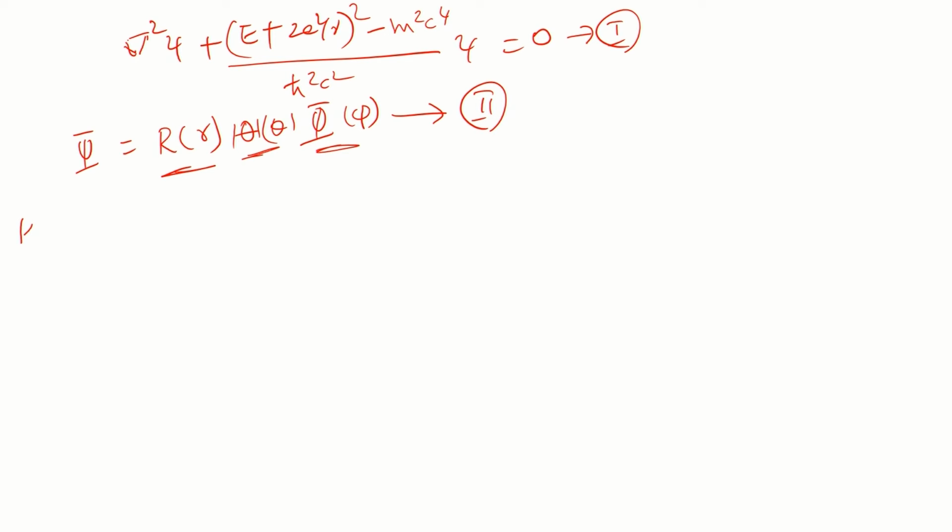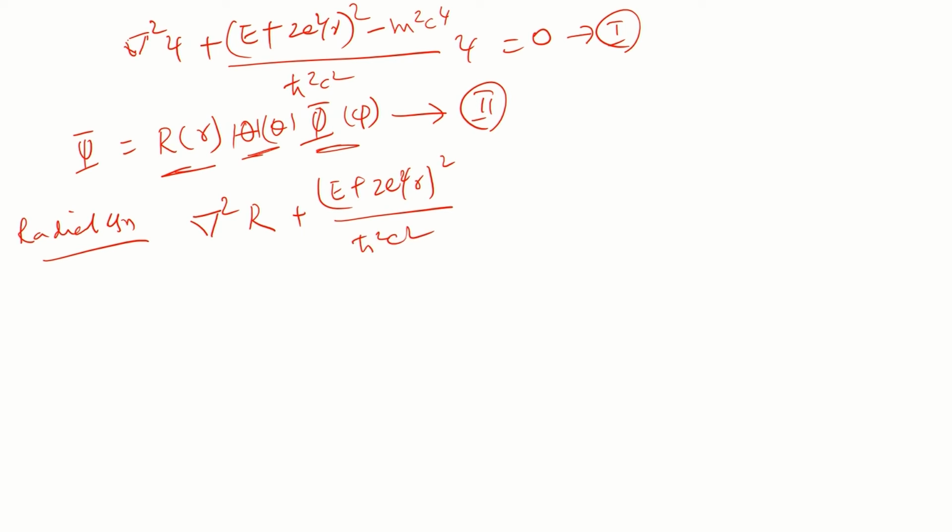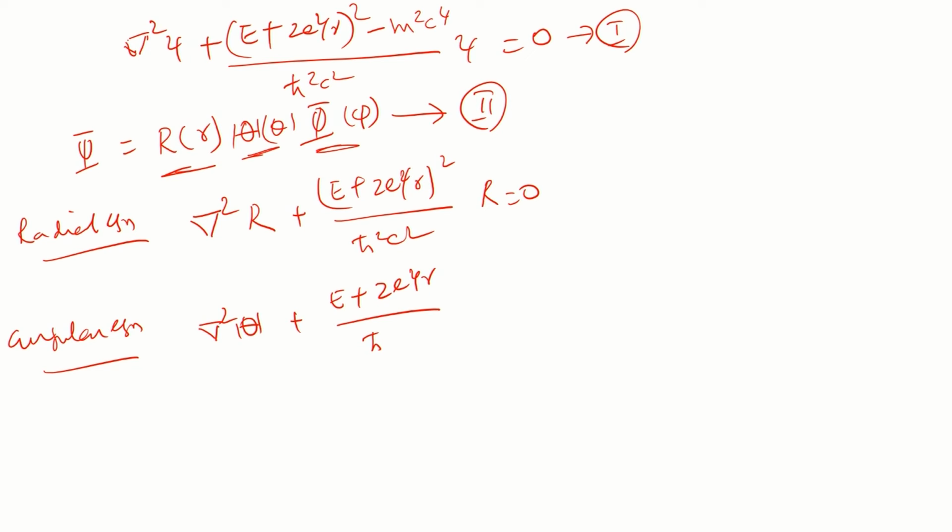So, radial equation becomes, radial equation is del square R plus E plus Z square by r whole square divided by h cross square c square into R equal to 0. This equation we call radial equation. Similarly, angular equation, angular momentum equation or angular equation is del square Theta plus E plus Z square by r, Z square by r minus m square c power 4.